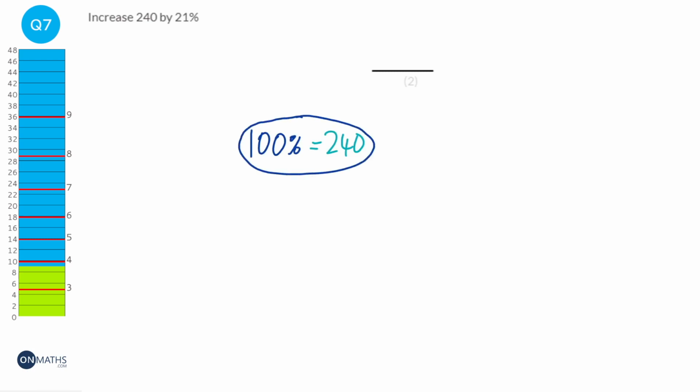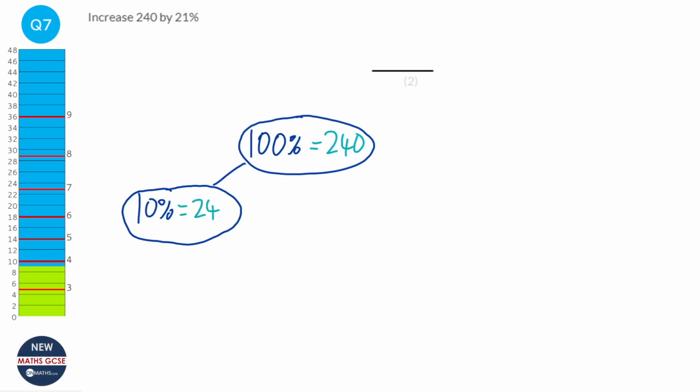And a nice easy one to start off with is 10%. We're trying to get to 21%, so 10% is always a good one to start with. So we divide by 10, which would be 24. And because we're trying to get to 21%, we'll need to find out what 1% is. And 1%, we just divide the 10% by 10 again, so it would be 2.4.